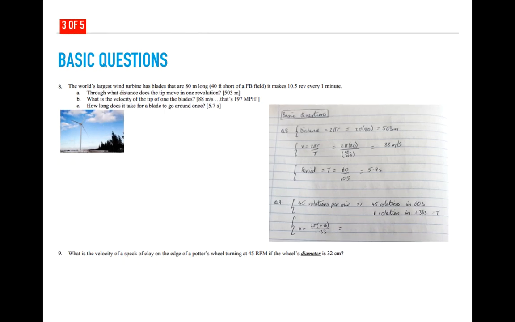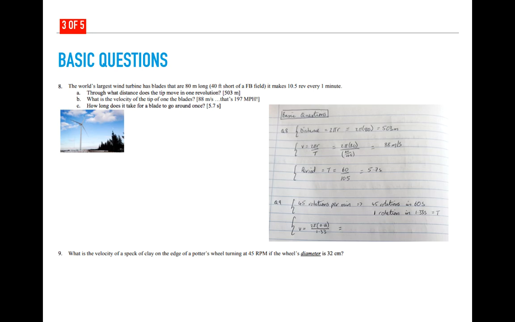All right, the wind turbine question. Through what distance does the tip move in one revolution? So if we use 2 pi r, because it goes around in one full circle, or around the circumference of a circle, the radius is 80, so it works out as 503 meters.